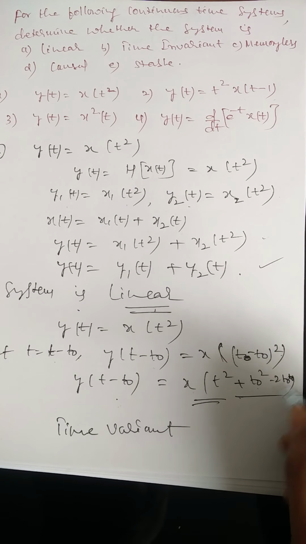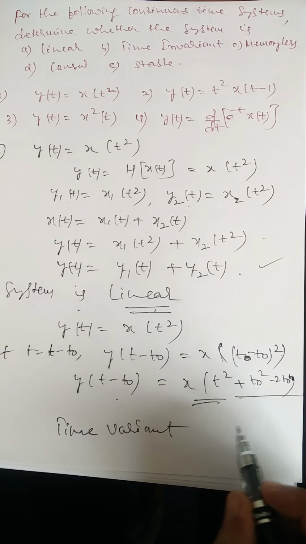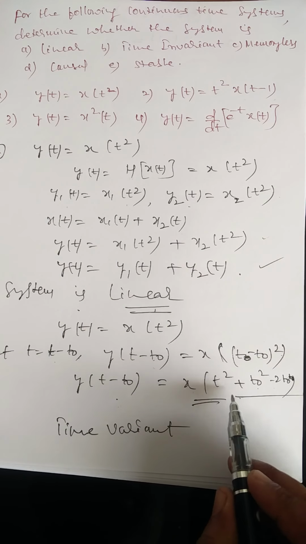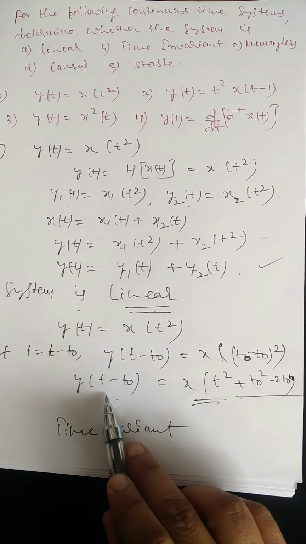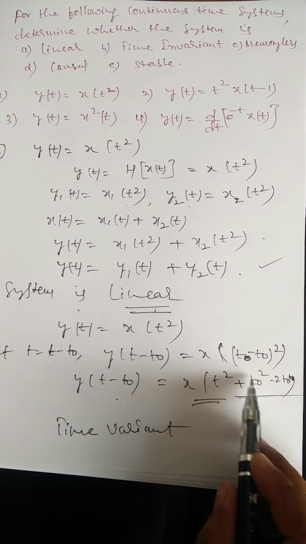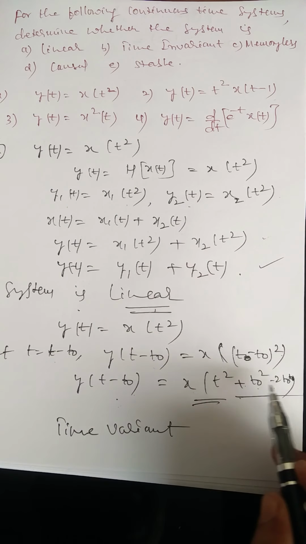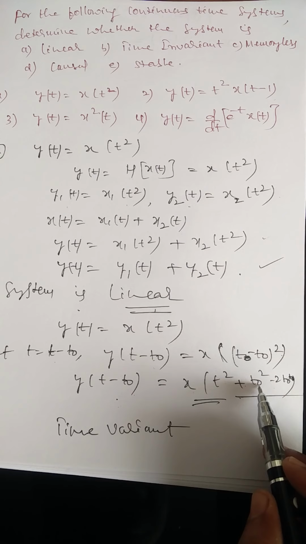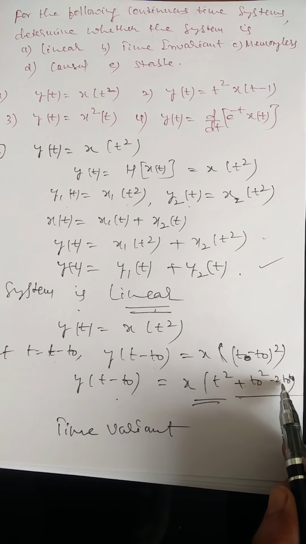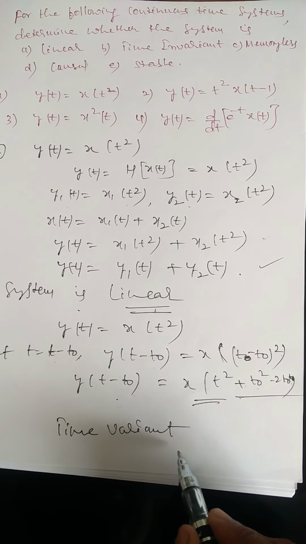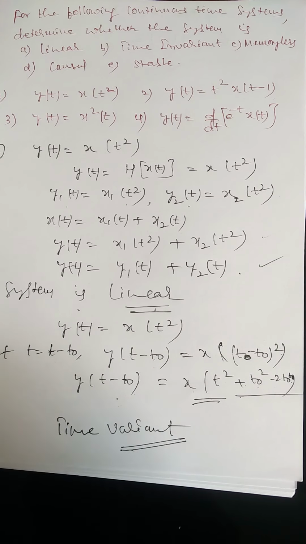t into t naught. That means here it is not in accordance with the input signal. Output is delayed by t naught units, but input is not delayed by t naught units. It has got t naught square minus 2 t naught into t. It has a different value. That's why it is not time invariant, it is time variant.